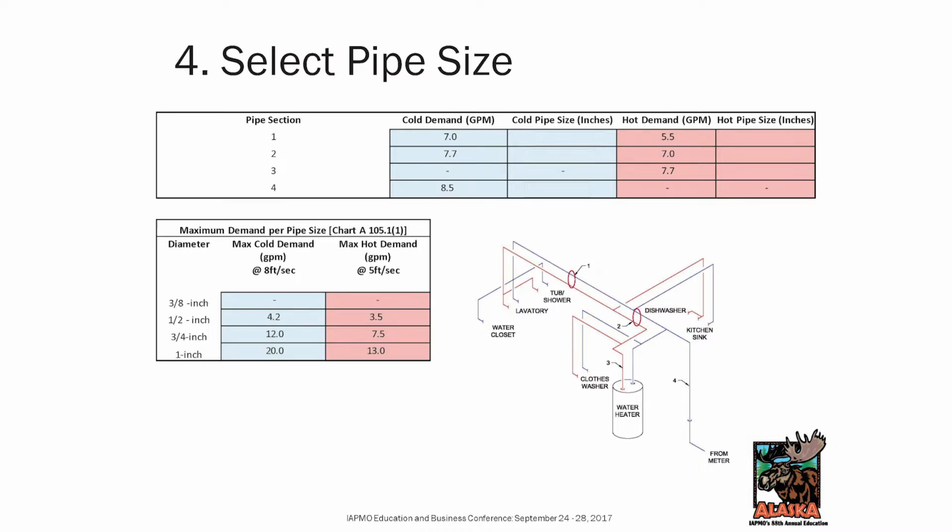If there was an 8 foot per second limitation, then this could remain 3/4 inch. But there's a velocity limitation of 5 feet per second. Smaller the pipe, the more friction loss. So you have to enlarge the pipe for less friction loss. So that's why that's increased to 1 inch.